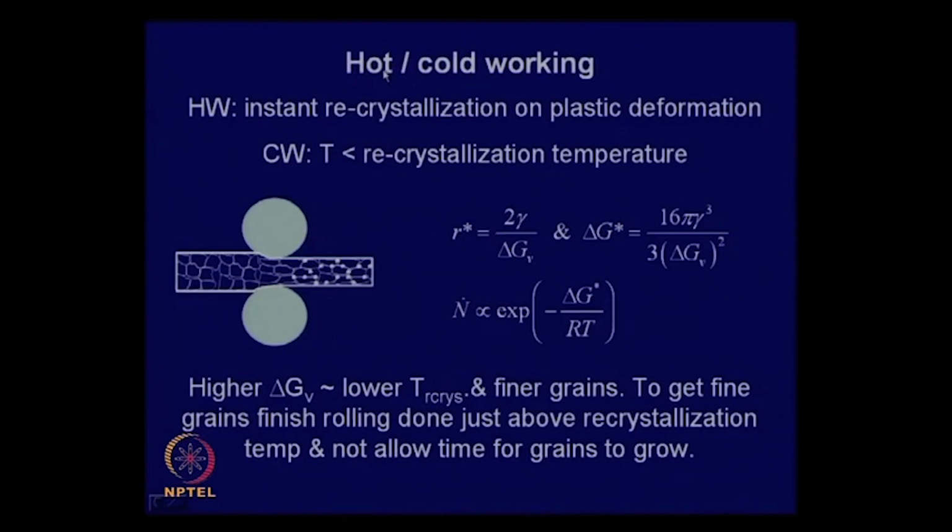If the working is done above the recrystallization temperature, we said it is hot working, and the bulk of the deformation of the continuously cast billet is done through hot working. Cold working is often done in the finishing stage, and often after cold working the steel may have to be given some amount of annealing to relieve the stresses or to get a recrystallized structure, for better ductility or the best combination of strength and toughness. Now, more technically, in hot working you have instant recrystallization on plastic deformation.